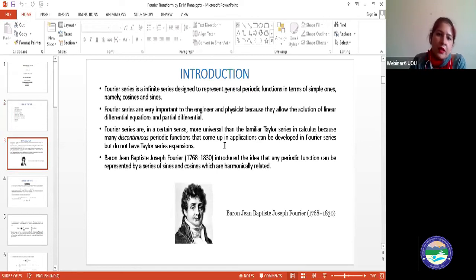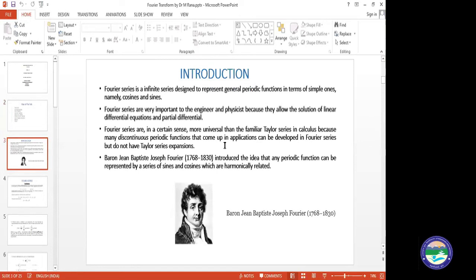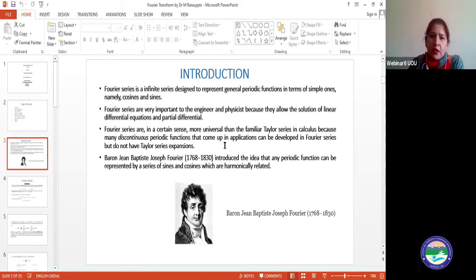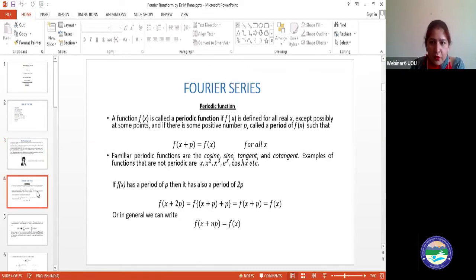So we'll move towards the introduction part. Basically, the Fourier series is an infinite series that contains some properties of cosine and sine series. These types of Fourier series are very important in engineering and physics because they help to find the solution of linear differential equations and sometimes partial differential equations. The Fourier series was first given by Baron Jean Baptiste Joseph Fourier, and it describes how a periodic function can be represented by a series of sines and cosines. And here is the photograph of Fourier, and now we'll move towards the Fourier series.